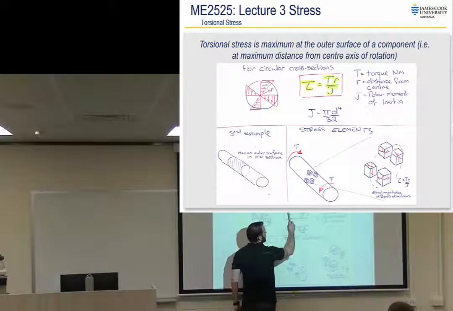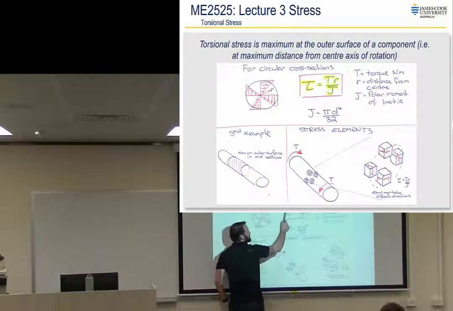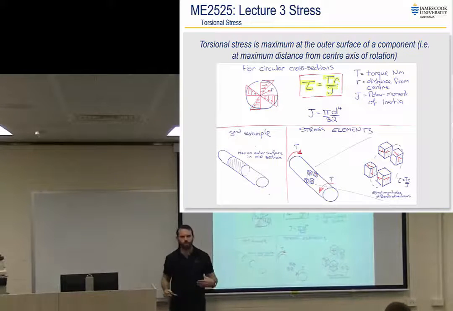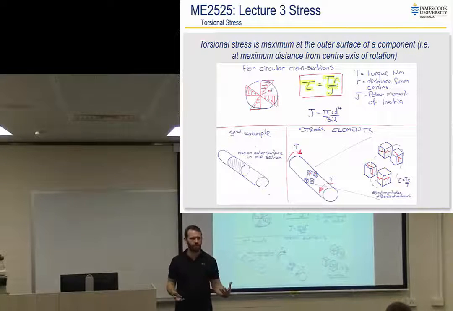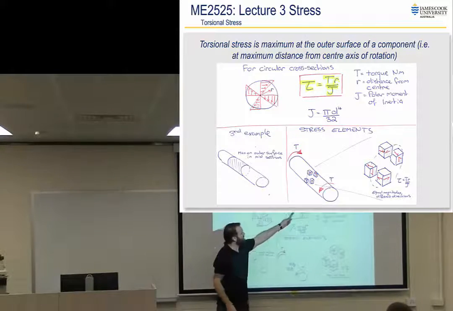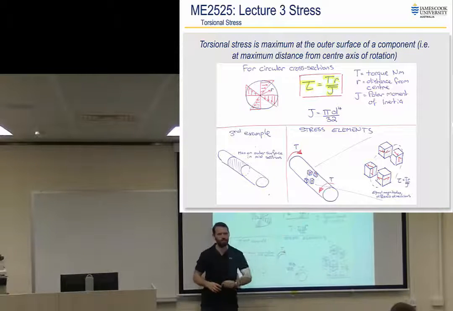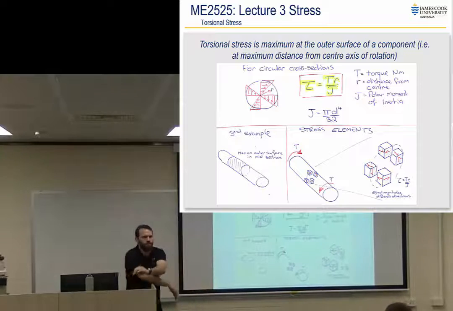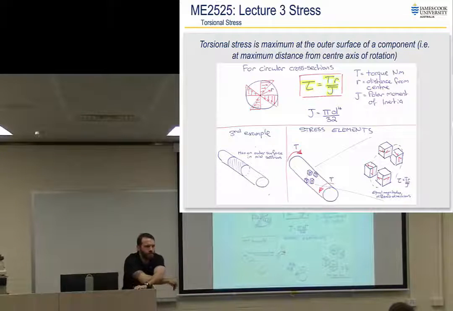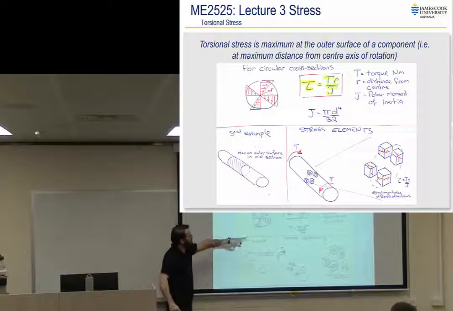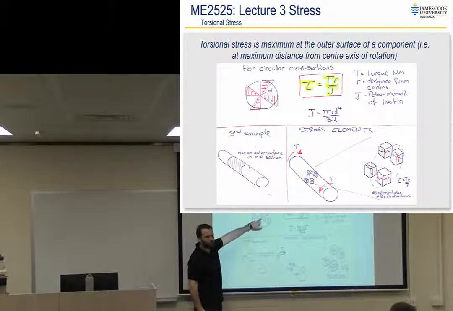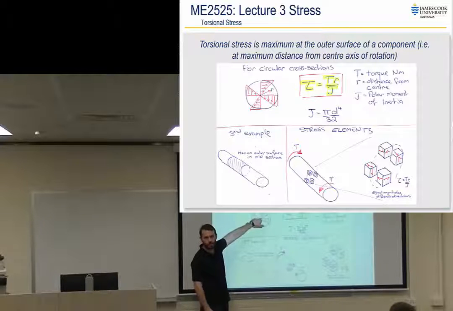And our maximum torsional stress, or technically this is the value of torsional stress anywhere throughout the cross-section, is T R on J, J being the polar moment of inertia and R being the distance from the centre. So if my distance from the centre is 0, what's my torsional stress? 0. So torsional stress at the very centre of, let's say, a circular cross-section, or at the neutral axis of any cross-section, is 0.